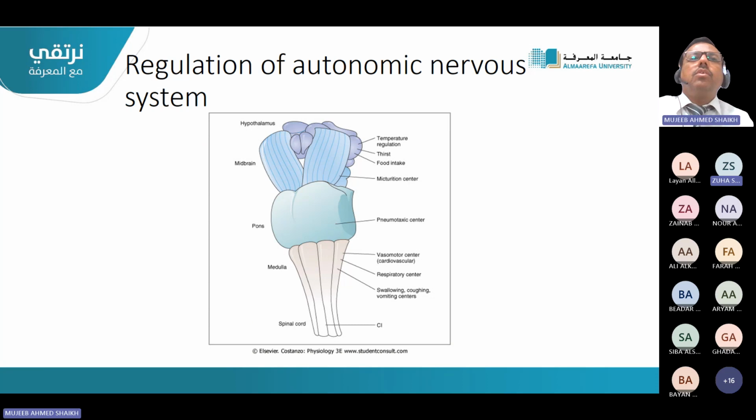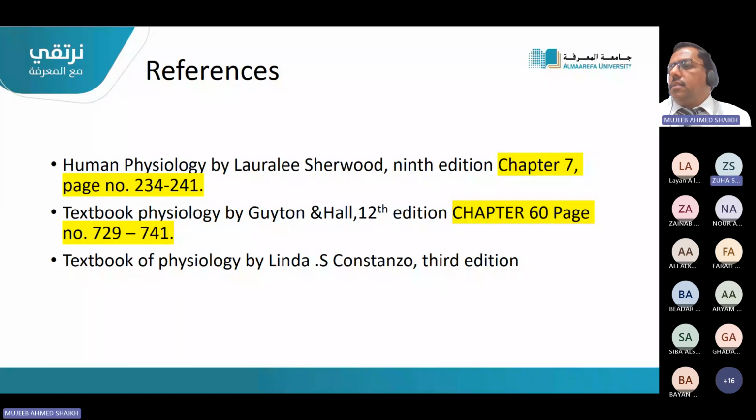So as I told you, not only the nerves arising from the cranial and sacral region or thoracolumbar region, there are also higher centers controlling the autonomic nervous system, in which the hypothalamus is the most important, which will integrate somatic, autonomic, and endocrine mechanisms. Also, at the level of the medulla oblongata, there are the swallowing center, respiratory center, and vasomotor center, which control in response to the autonomic reflex. This is all about the autonomic nervous system.